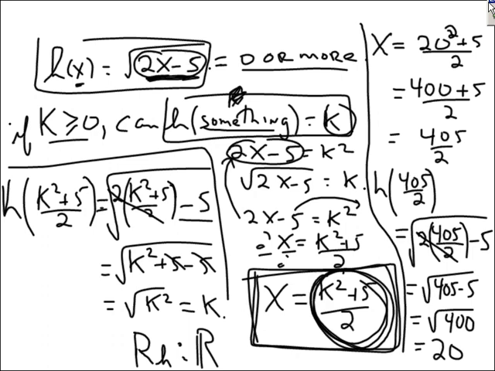Okay, you have to do things in general. You have to say, well, can h equal k? And then work backwards to say, here's that x value. Here's that x value that makes h of that x value the number I want.